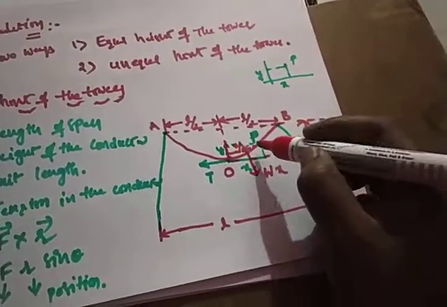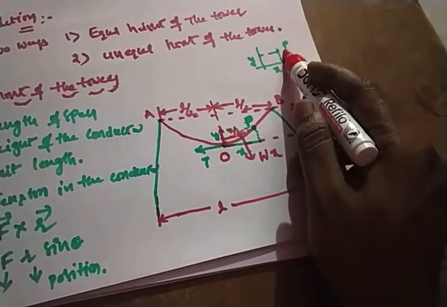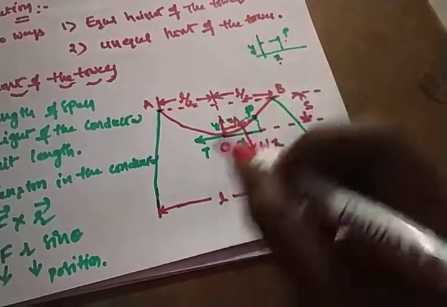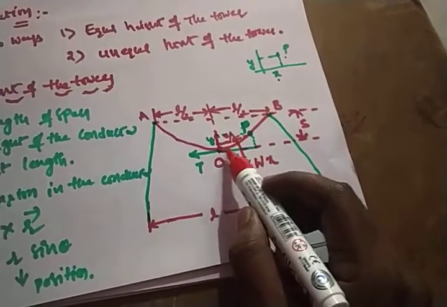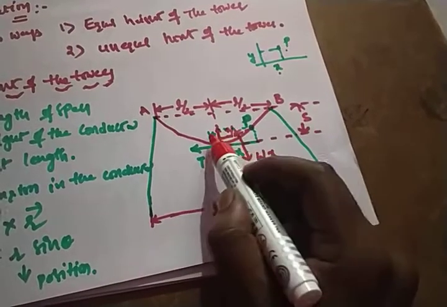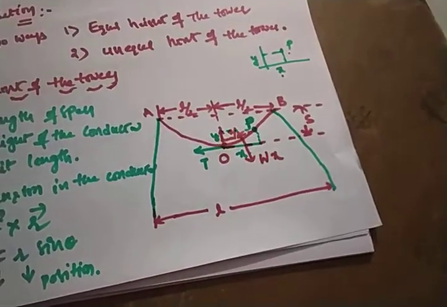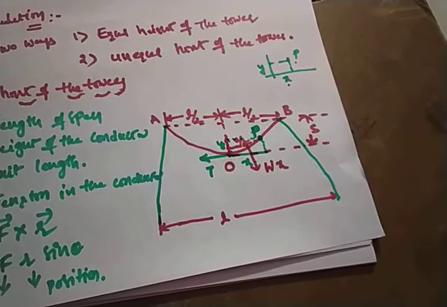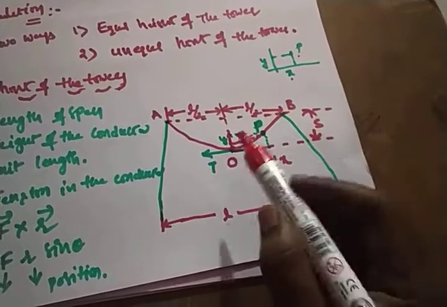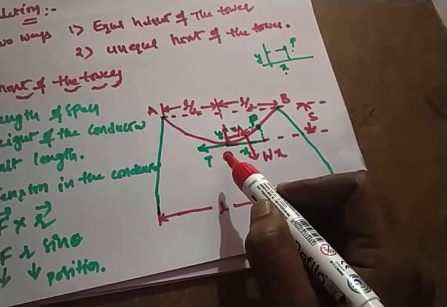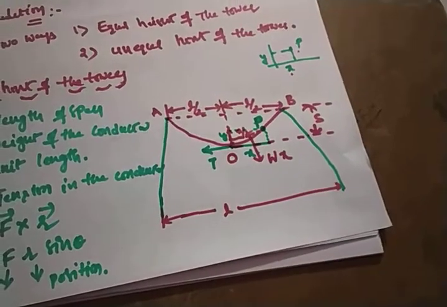So what is that point P? Assume a point P which has an x coordinate and a y coordinate. I am assuming the x coordinate has the value x, and the y coordinate has the value y. After that, at point O you have a force. So what is that force? That is nothing but tension.